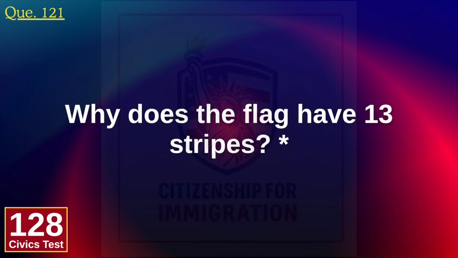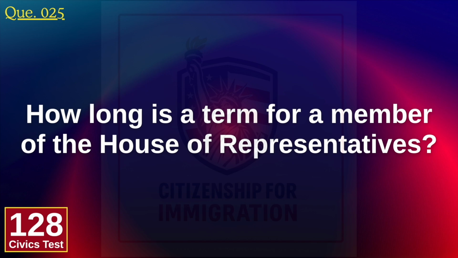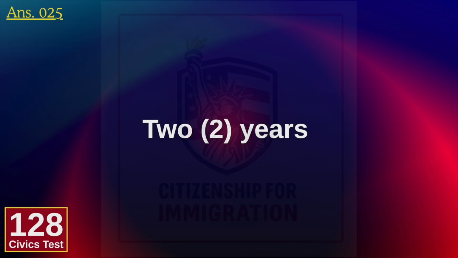Why does the flag have 13 stripes? Because there were 13 original colonies. How long is a term for a member of the House of Representatives? Two years.